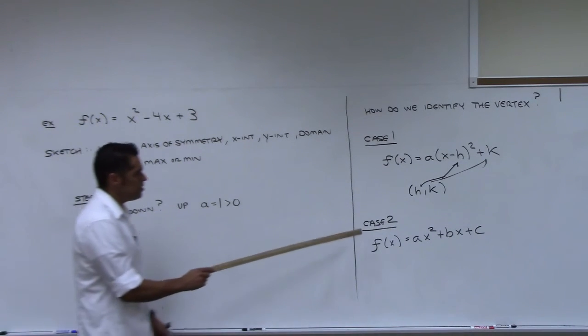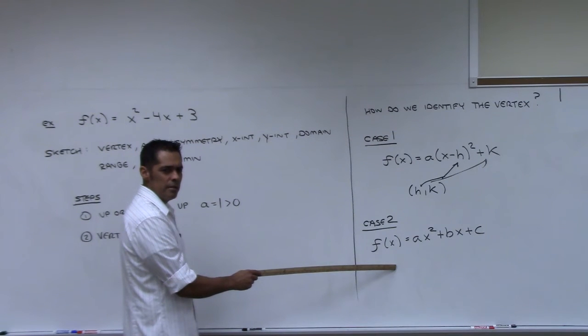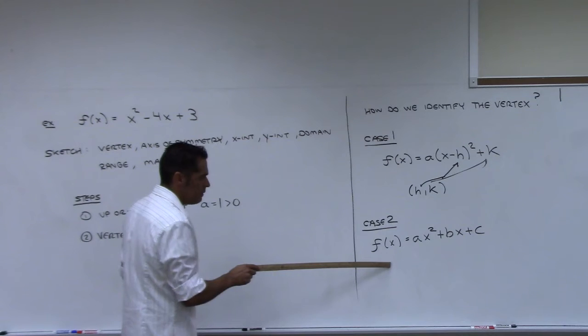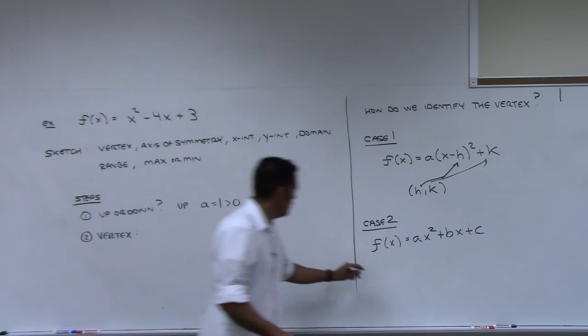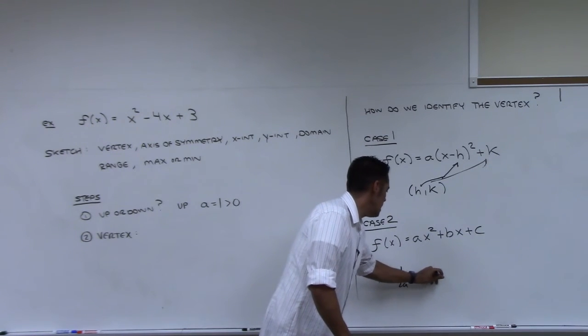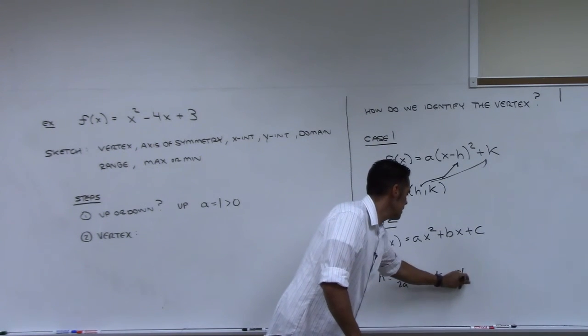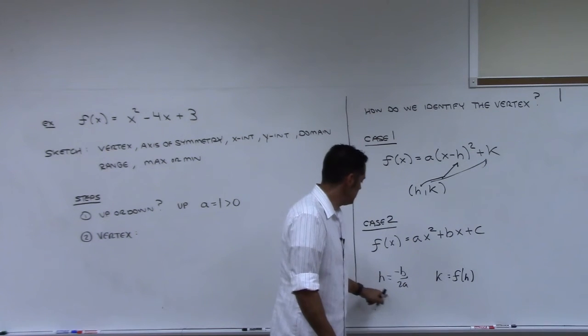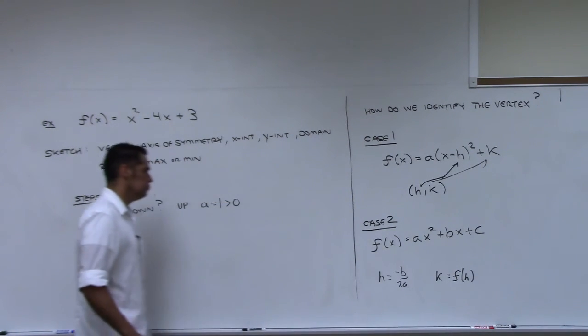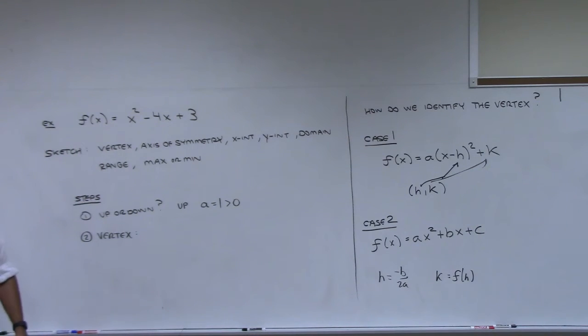You know what? When I wrote case 2, I never wrote vertex formula, did I? I just gave you the formula. So please go back. When I put case 2, write vertex formula, and then h equals negative b over 2a, and then k is f of h. That's called the vertex formula. That's how you get k. We're good? Okay. All right, so I'm going to use the formula.